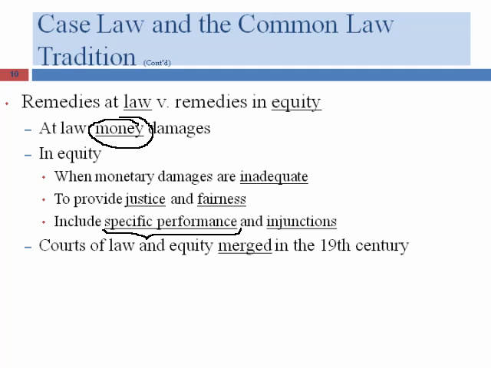In the mid-1800s, courts at law and courts of equity typically merged. And, of course, we became a republic in the mid-1830s.